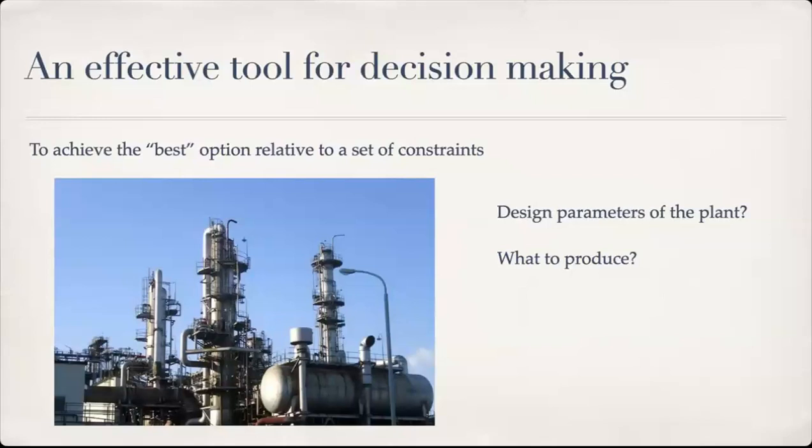In another case, in the case of operation, where we have already built our plant, the process is already there, and you want to operate it effectively and efficiently. Well, you have the question of what to produce, and which operating parameters we should set. And that becomes decision making again, and an optimization problem again, okay?